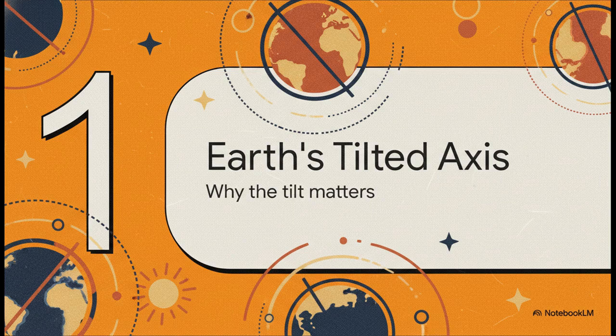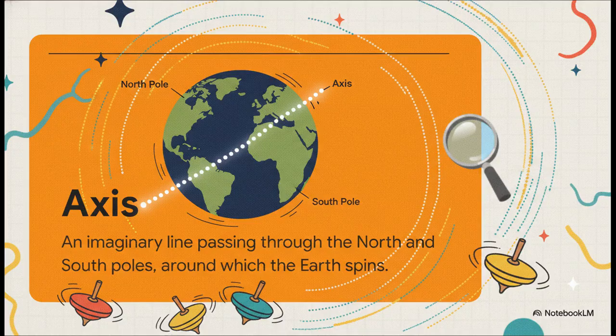All right, first things first. We're going to start with the single most important concept you need to grasp. Seriously, if you get this one idea, everything else we talk about today will just click into place. And that idea is the Earth's axis. So, what is the axis anyway? It's really simple. Just imagine a line going straight through the center of the Earth from the North Pole all the way down to the South Pole. Now, it's not a real physical thing, of course. It's an imaginary line that the Earth spins around, kind of like a spinning top.